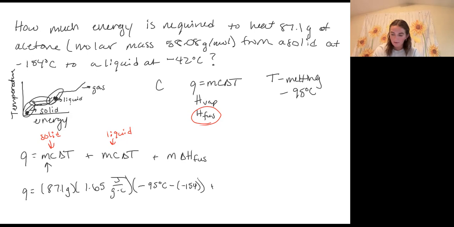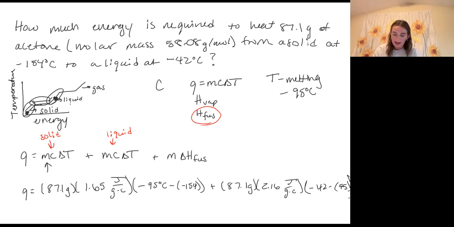And then we'll do the same thing for the liquid, and your liquid is 2.16 joules per gram times Celsius. And this change is from minus 42 to minus 95. Sorry, that got bunchy over there. Okay, so that's your component for mc delta T for both your solid and your liquid.